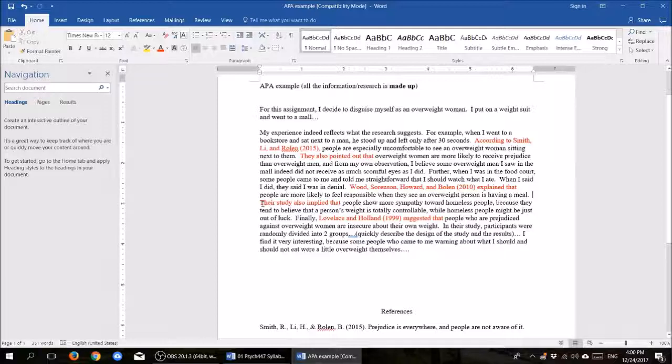And again, this next sentence, as you can see, is still about this study. Okay, so the voice still belongs to those researchers, and that's why she said their study also implied that people show more sympathy toward homeless people because they tend to believe that a person's weight is totally controllable, while homeless people might be just outliers. Finally, Lovelace and Holland, 1999, suggested that, you can see suggested, right? People who are prejudiced against overweight women are insecure about their own weight.